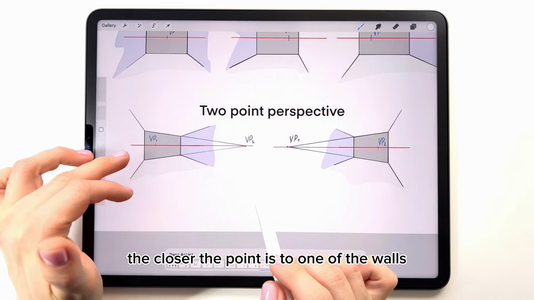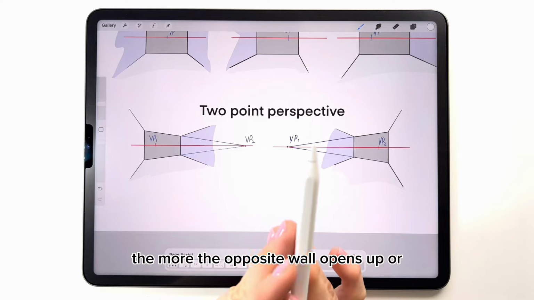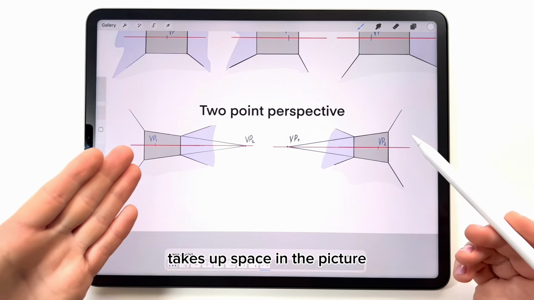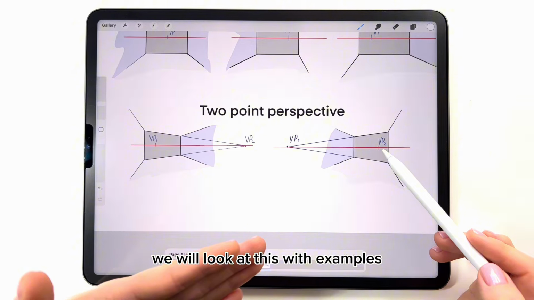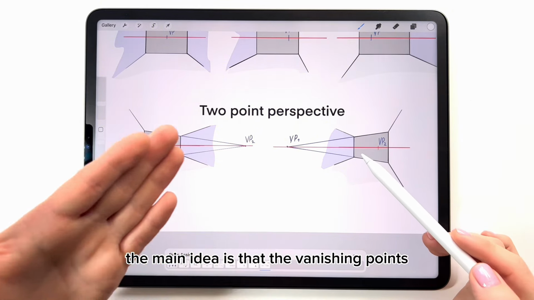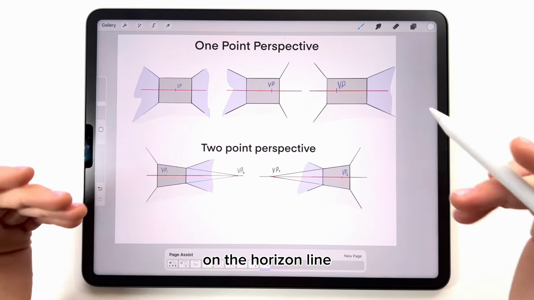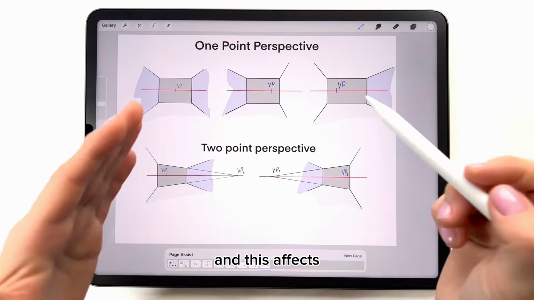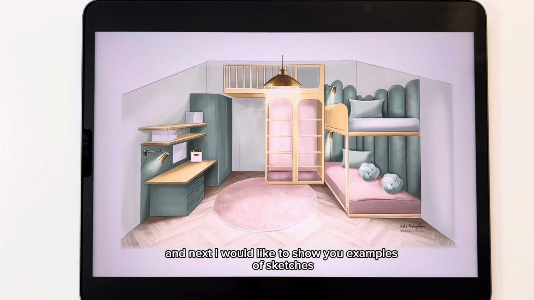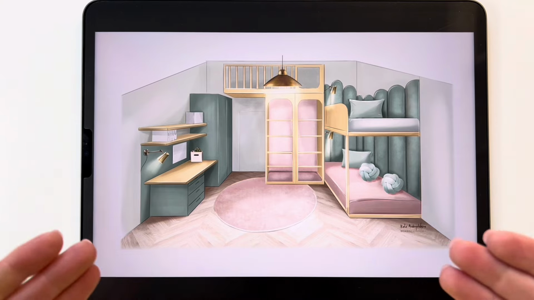The closer the point is to one of the walls, the more the opposite wall opens up or takes up space in the picture. We will look at this with examples. The main idea is that the vanishing points can be located in different places on the horizon line, and this affects how the final composition and room angle will look. And next, I would like to show you examples of sketches with the different types of perspective.